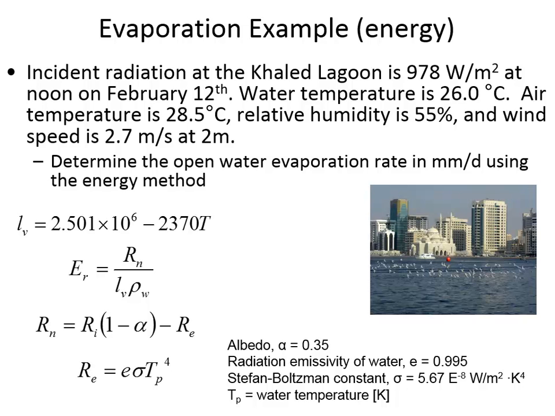Okay, so that is it. If you're keeping track of the units, a joule per kilogram would be the same as a watt second per kilogram. Okay. Let's put it now into the equation for the evaporation rate, E sub R.